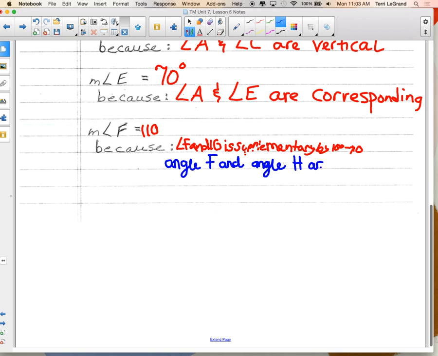By the way, when I use this slanted capital L, what am I representing? The word angle, aren't I? Yep, okay. Making sure we understood that.